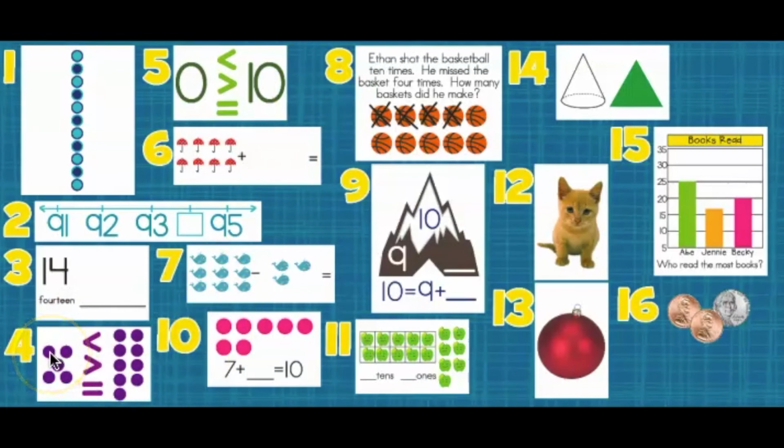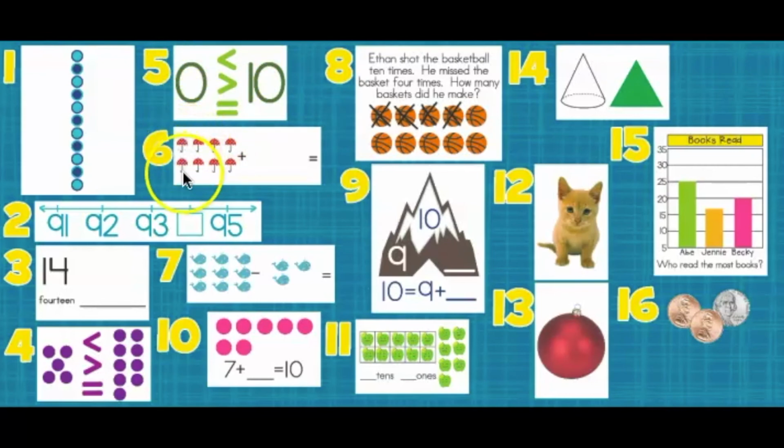Okay, so right here at number 4, how many dots are there right here? That's right, there's 5. And how many are over here? 9. So is 5 less than, greater than, or equal to 9? That's right, 5 is less than 9. Let's look at number 5. What's this number? 0. And what's this number? 10. So is 0 less than, greater than, or equal to 10? That's right, it's less than.